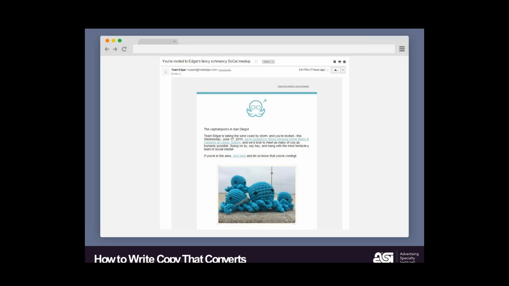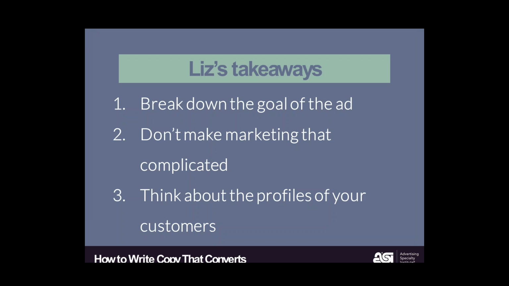When you're working on something, just break it down into the different parts and think about what the goal of that part is and write it to meet that goal. Don't make it more complicated. I see that a lot in general, with people trying to make marketing more complicated than it is. Yeah, you don't need to. All right. Liz, with that, what are our 3 big takeaways?